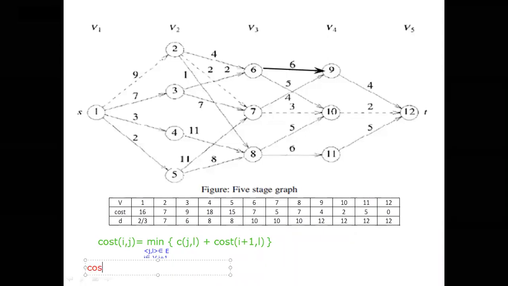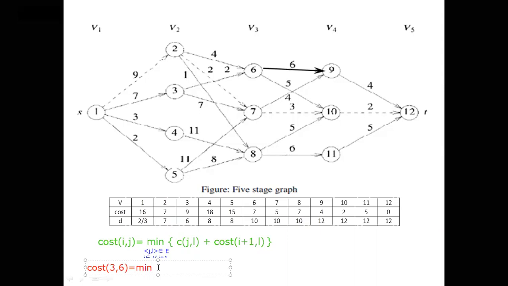Cost of, which is the stage, third stage. Cost of 3 comma 6 equals, how to write? Minimum of, because there are two edges going out, 6 to 9 and 6 to 10. Both I should write. I hope it's clear.